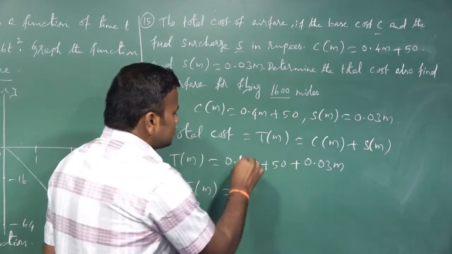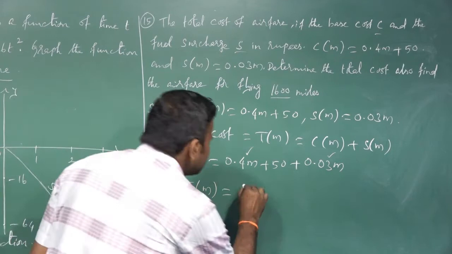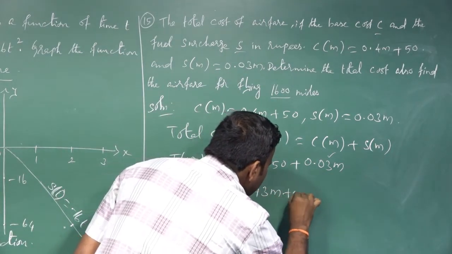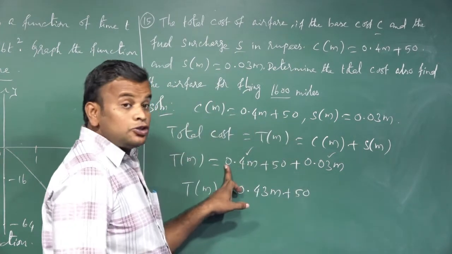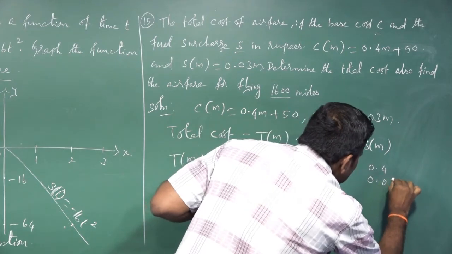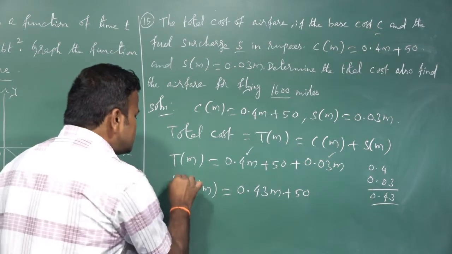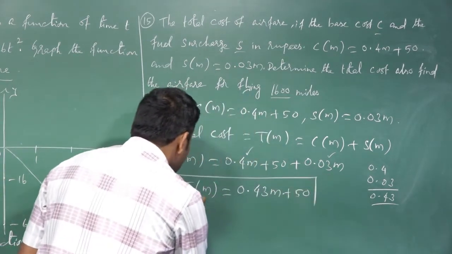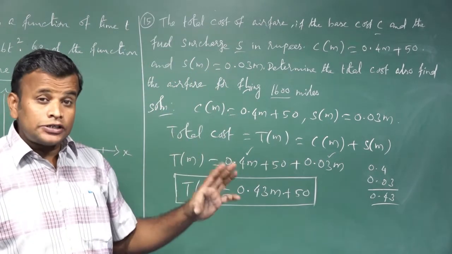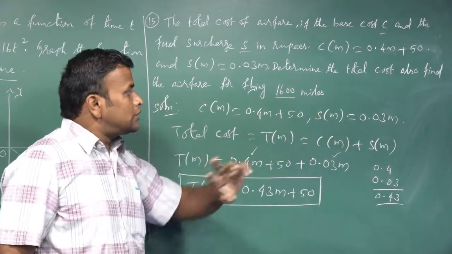Now T of m is equal to 0.4 plus 0.03 m. Both are having m. We add these two. What is the answer? 0.43 m plus 50. We add 0.4 and 0.03, so 0.43. So this is the total cost. First we find the total cost. Next we find the airfare for flying 1600 miles also.